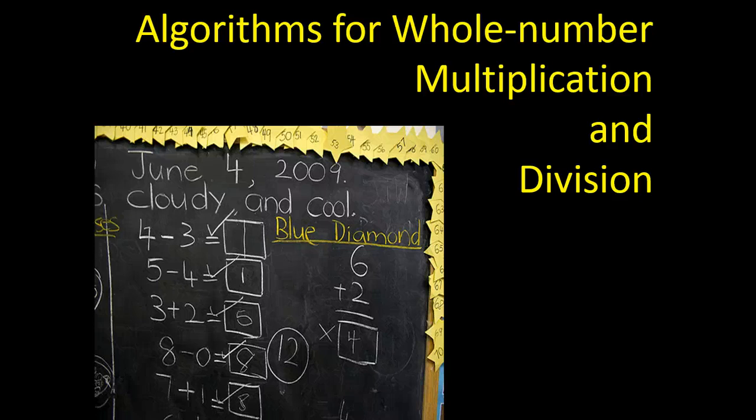We've already looked at some models for whole number multiplication. Now we're going to look at some algorithms for whole number multiplication, as well as algorithms and models for whole number division. So let's look at 36 times 52 and different ways that we could multiply those two numbers.